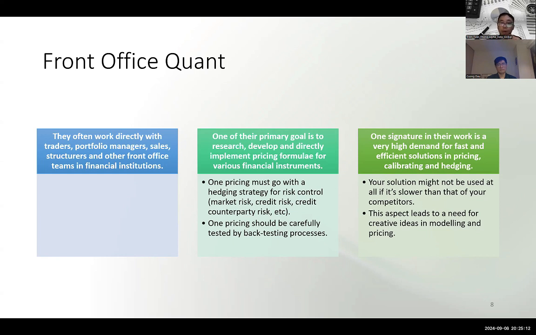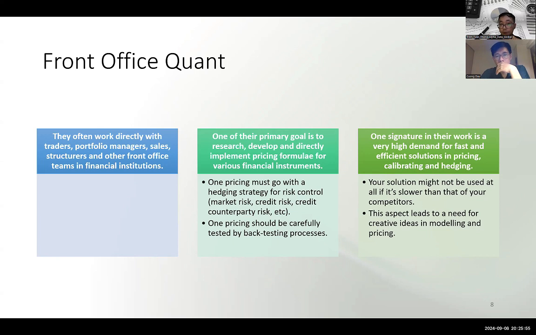And one of their primary goals is to research, develop, and directly implement pricing formulas for various financial instruments, right? I would like to emphasize the word directly here, because there's one important aspect of front office: if you come up with some idea, some research, or brilliant mathematical formula, you have to implement it. You have to be capable of implementing it in the official pricing system of the company. Right?